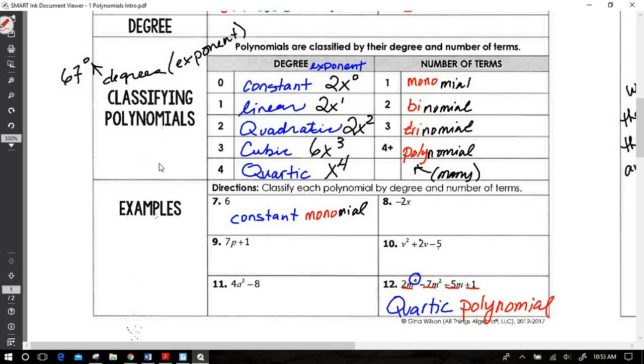Okay, and that's really all that I'm doing. I am identifying the largest exponent, and that is the degree, and I'm going to use these names here in blue. And then I look at how many terms I have, and that is the second part of my name. It's always a 2-part name. So what I want you to do now is go ahead and pause your video and see if you can name the rest of these 4 examples on your own.